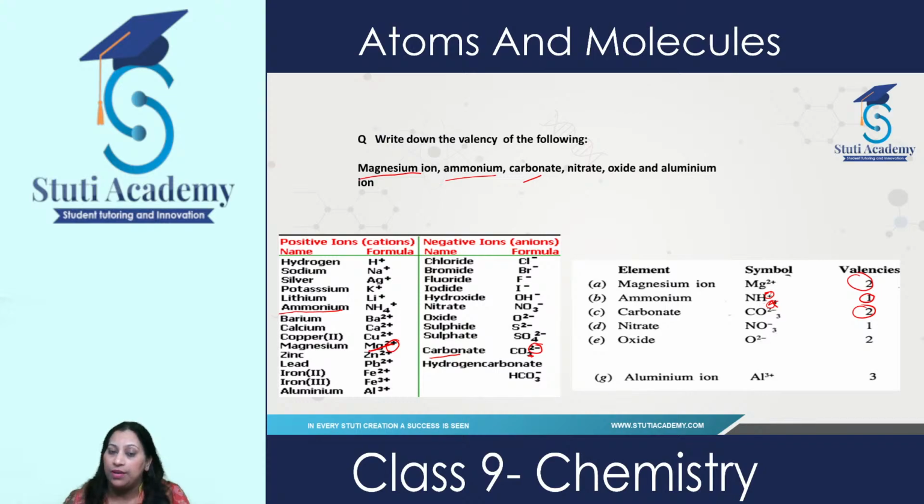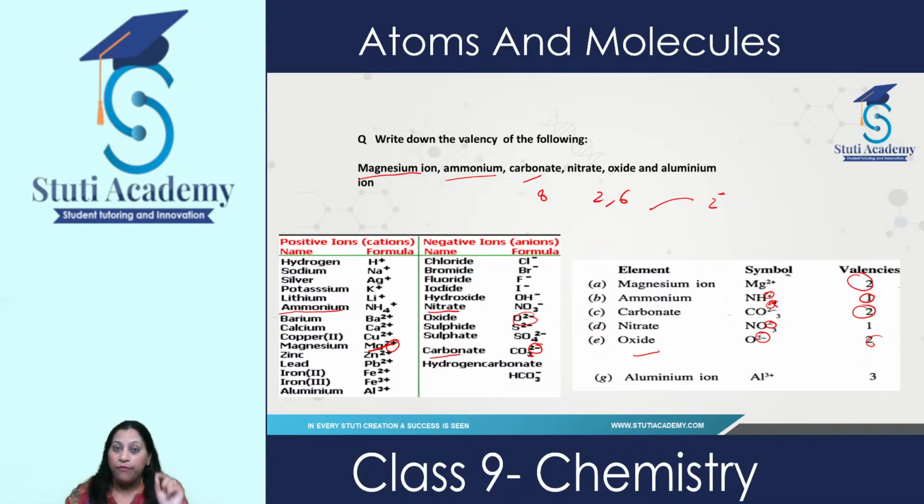Then we have nitrate. Here it is nitrate, NO3-. So again, only the minus sign represents it, which means it has only one valency. Oxide, O2-. So it has valency 2. Oxygen's atomic number is 8. Just write down its electronic configuration, and it needs 2 electrons to be stable in nature. So it gained 2 electrons. That's why it has valency 2 minus.